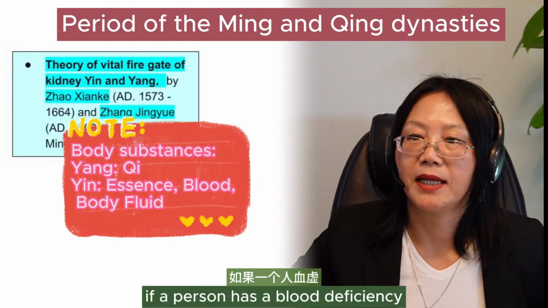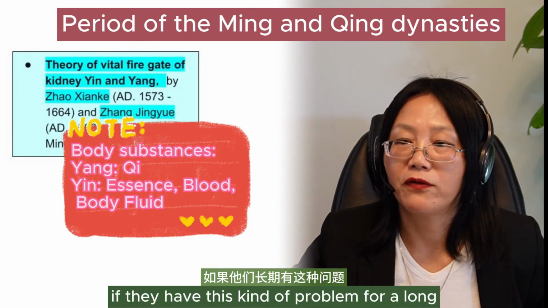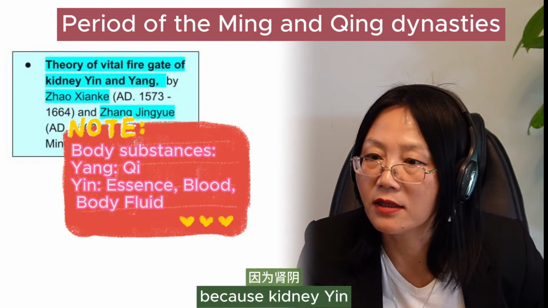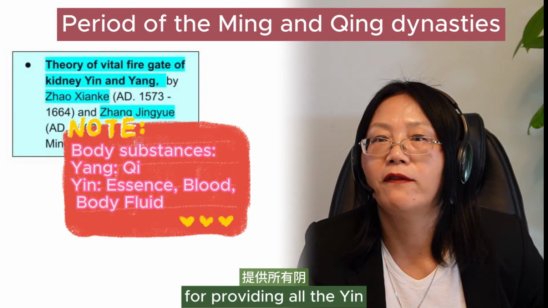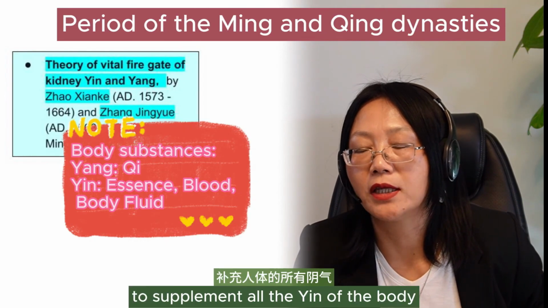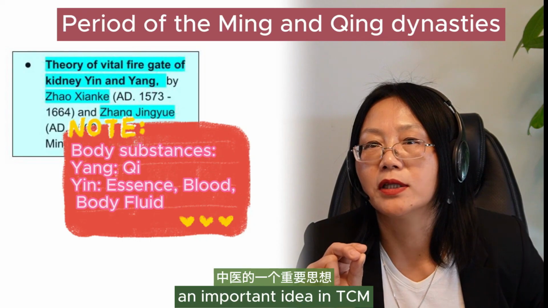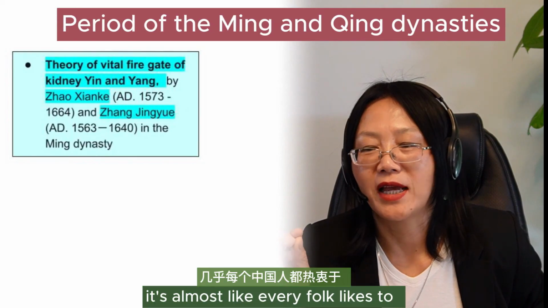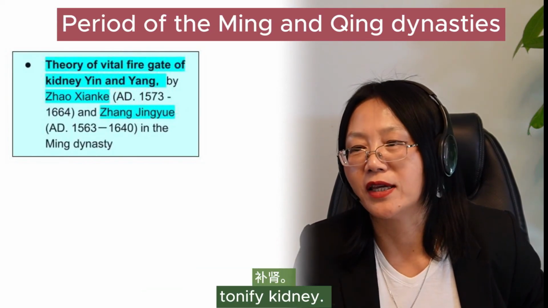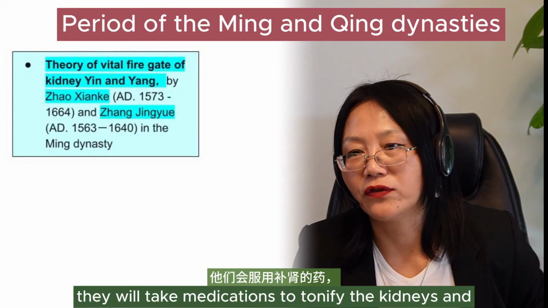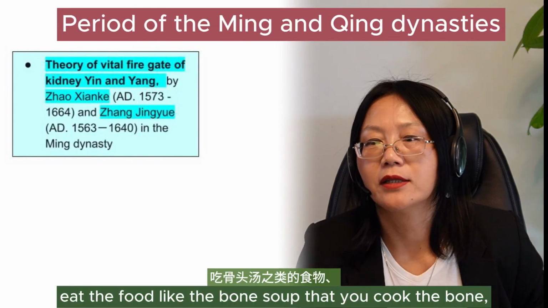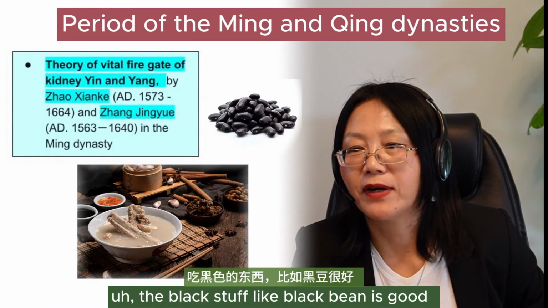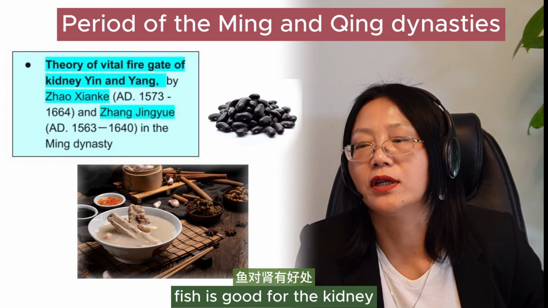If a person has a blood deficiency, if they have this kind of problem for long, you are going to tonify the kidney, because kidney yin is the source for providing all the yin, to supplement all the yin of the body. This is a really important idea in TCM. Generally speaking, in Chinese culture, almost everyone likes to tonify the kidney. They will take medications to tonify the kidney or eat food, like bone soup. You cook the bone associated with the kidney. Black foods like black beans and fish are good for the kidney.